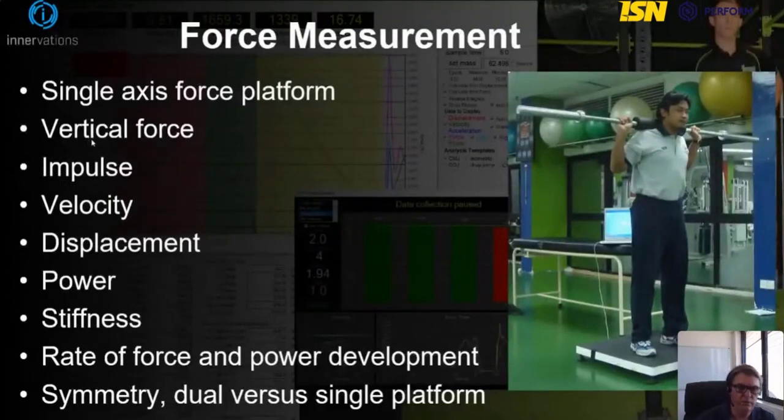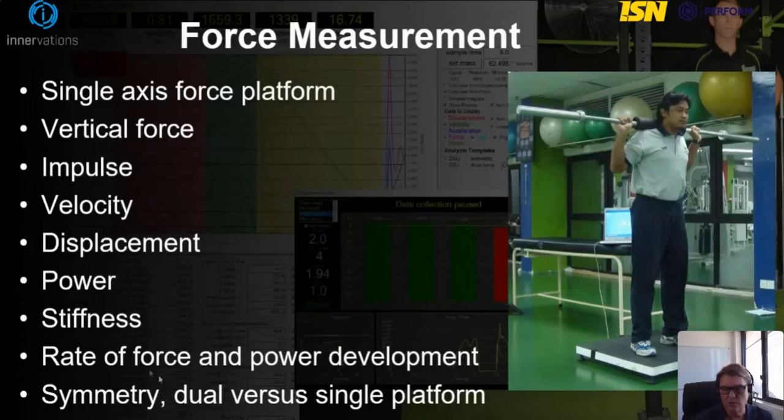And from that you can determine vertical force, impulse, you can predict velocity, displacement, power output, you can do measures of musculotendinous stiffness, rate of force development and power development. And you can see that each of these qualities hark back to that window of adaptation model that I presented earlier. So a great deal of what I presented in that model can be assessed using a single force platform.